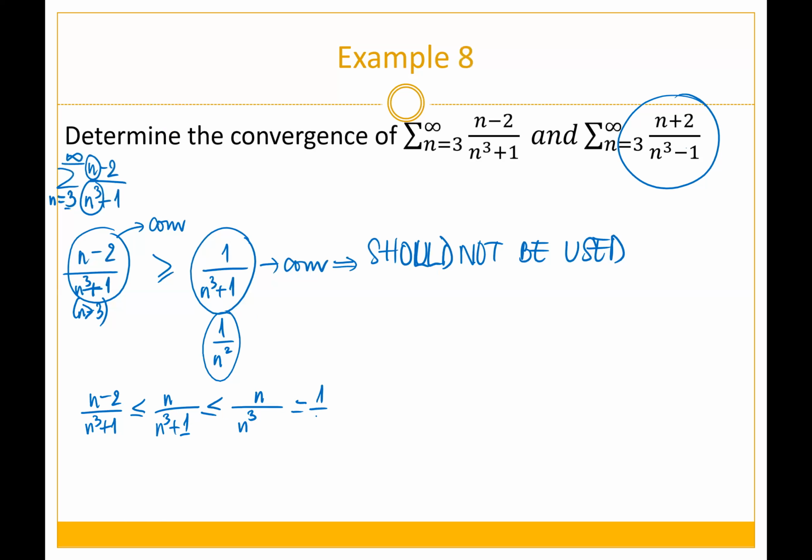And this one is just 1 over n squared. So this one is where you use the direct comparison test. And this one, because this series is convergent by p series, so that is where you use a limit comparison test.